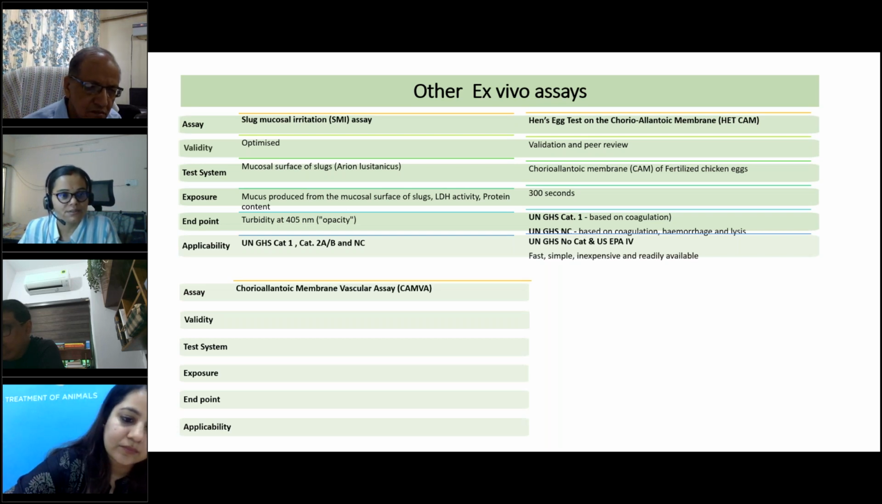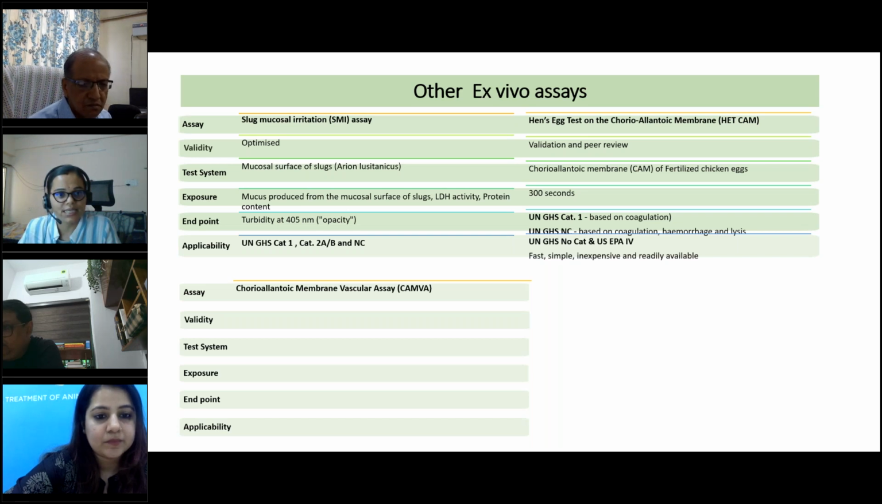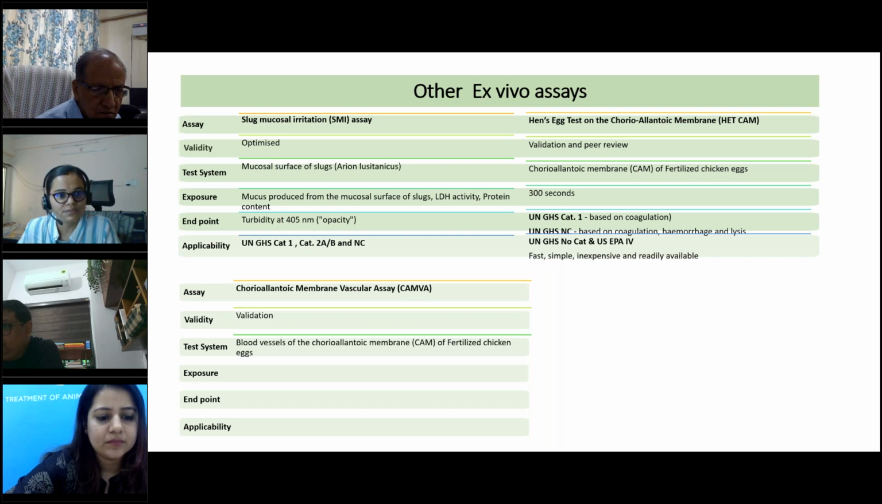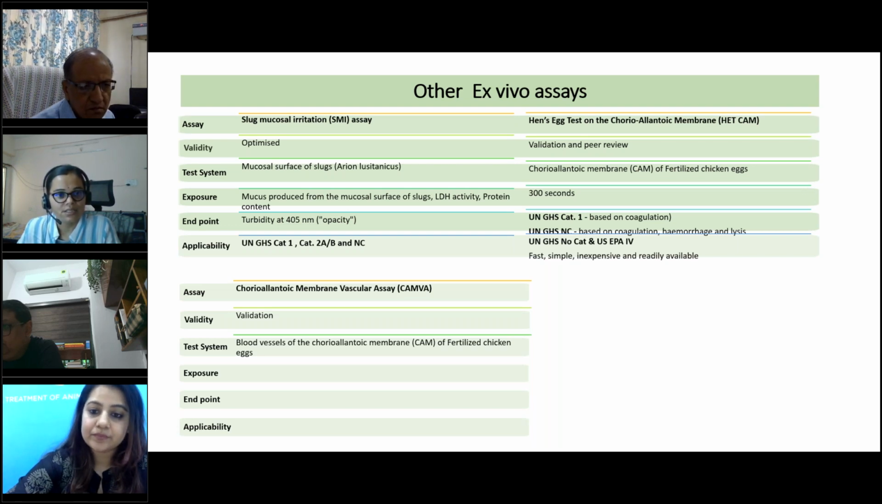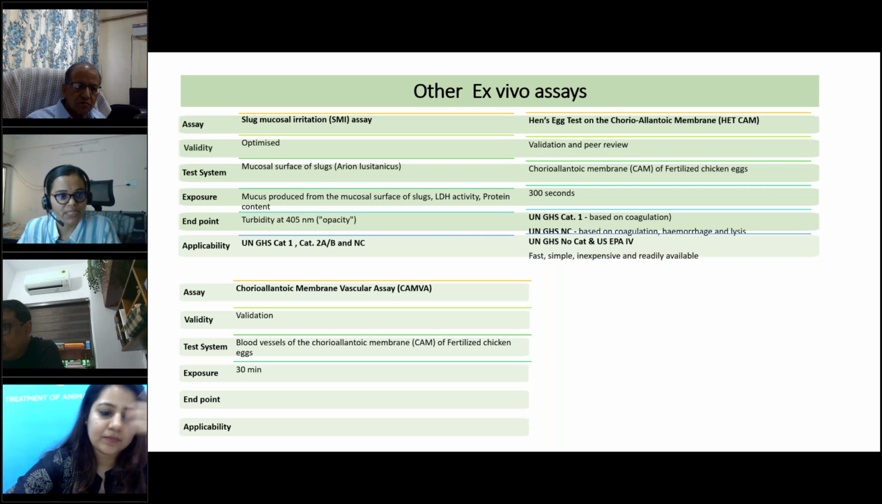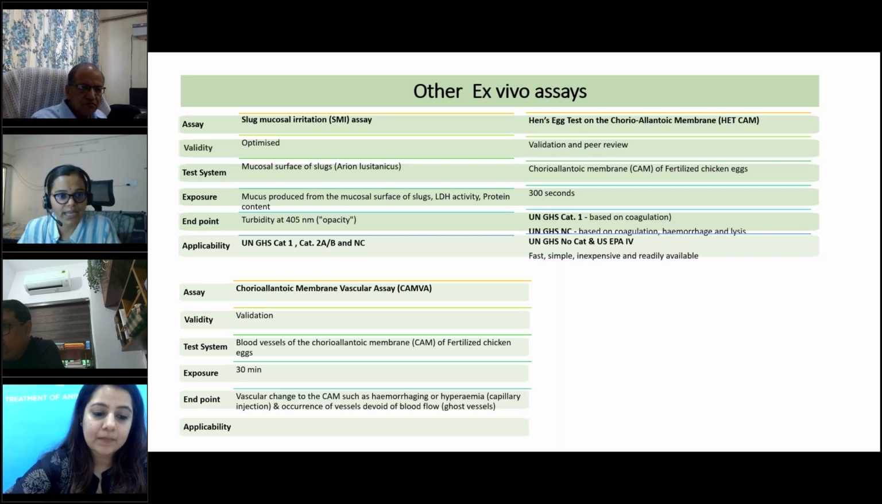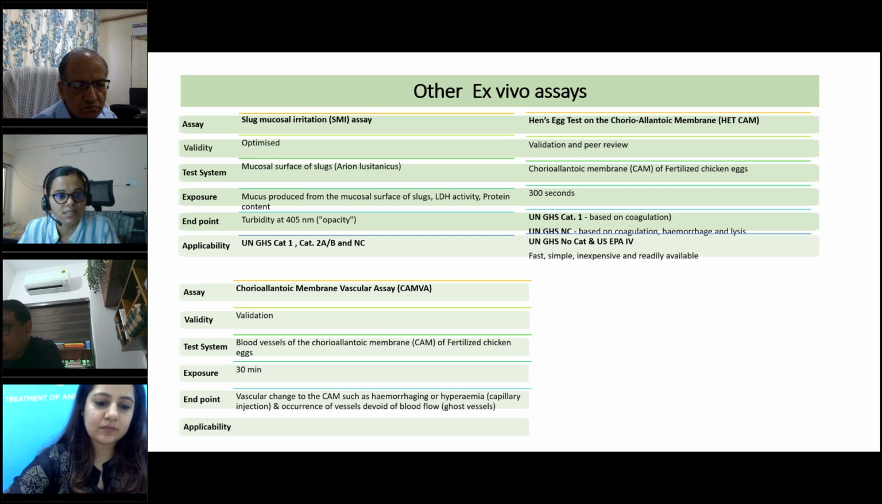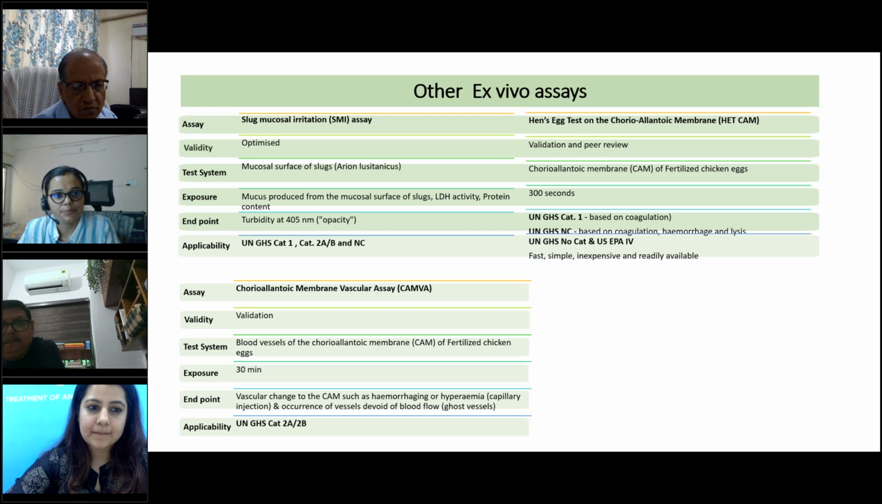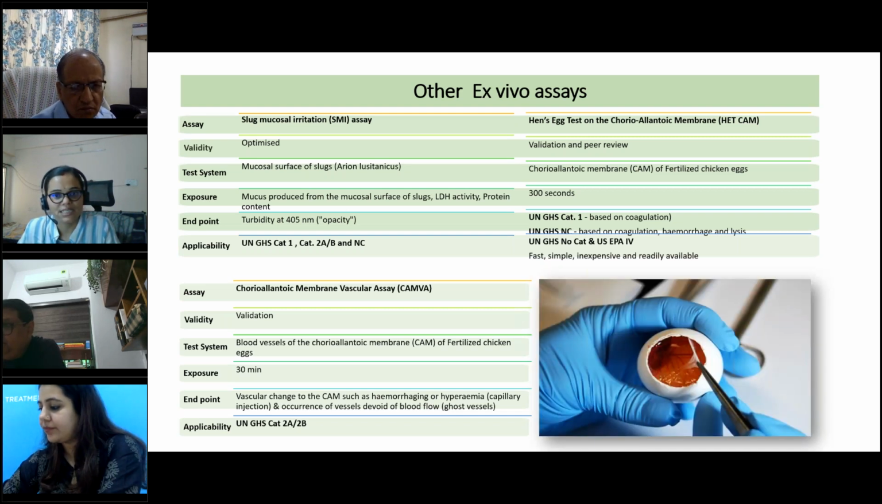An additional test is the chorioallantoic membrane vascular assay, CAMVA, which is again a me-too assay to the HET-CAM. It is validated, and blood vessels of the chorioallantoic membrane are assessed to check for hemorrhage from fertilized eggs. Exposure is for 30 minutes. The endpoint is vascular change to the CAM, such as hemorrhaging or hyperemia, that is the capillary injection, and occurrence of vessels devoid of blood flow, those are ghost vessels, observation. This is applicable to categorize chemicals additionally to category A or B, and this is a pictorial representation.